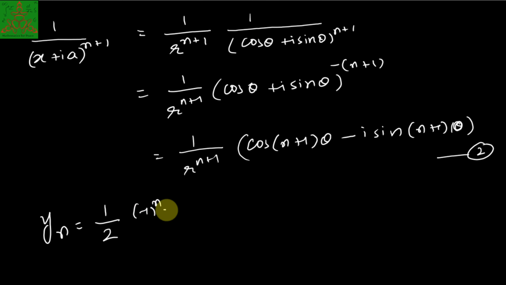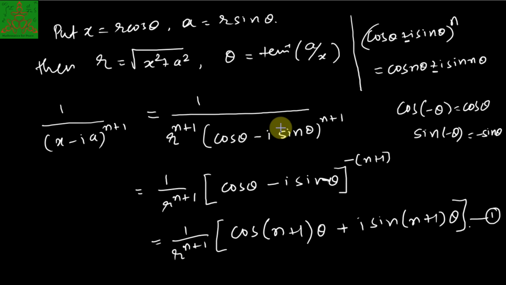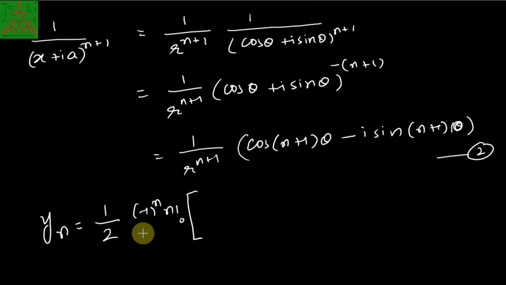Minus 1 raised to n into n factorial is common. You can see that here it is 1 upon r power n and 1 upon r power n plus 1, so it is common. So you are left with cos n plus 1 theta plus I sin n plus 1 theta.